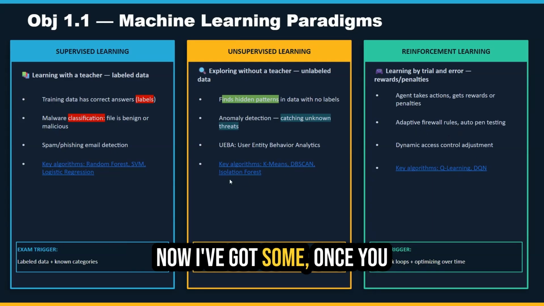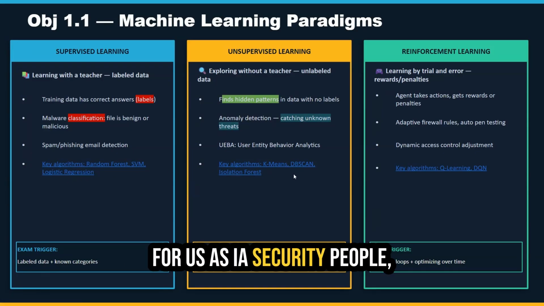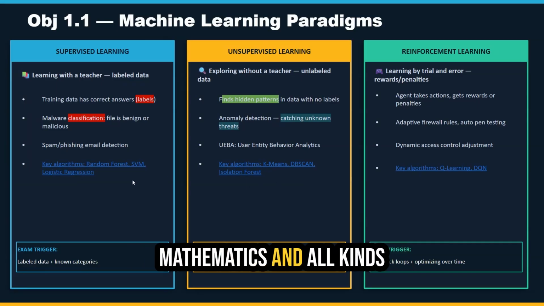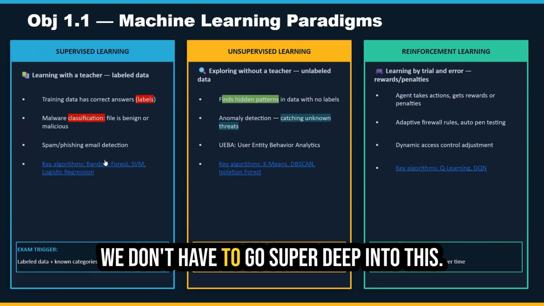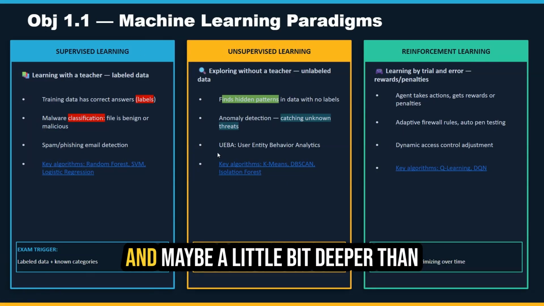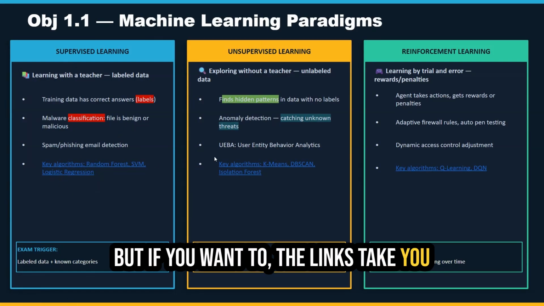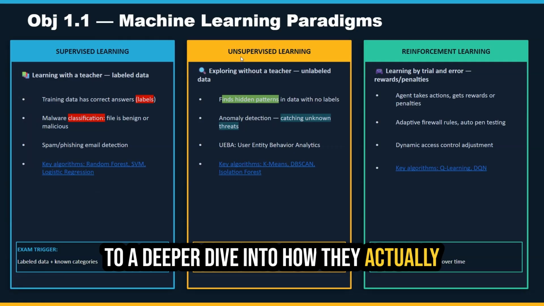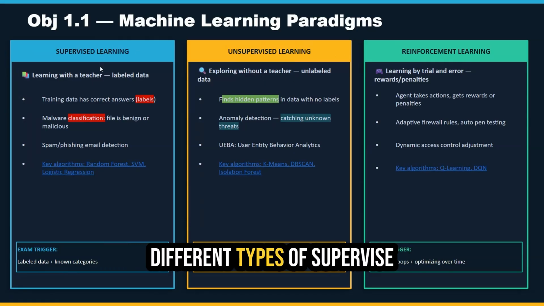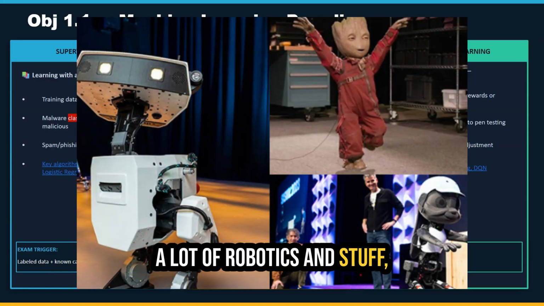Once you guys get access to this, I've got some deeper dives into this. For us as security people, we don't have to go super deep into the machine learning piece. It does go very deep into mathematics and all kinds of data science. We just need to know supervised, unsupervised, and reinforcement learning, and maybe a little bit deeper than that for the purposes of security. But if you want to, the links take you to a deeper dive into how these things actually work. There are different types of unsupervised learning, different types of supervised, and reinforcement learning is actually really important. It's done in a lot of robotics and stuff. So that goes really deep.